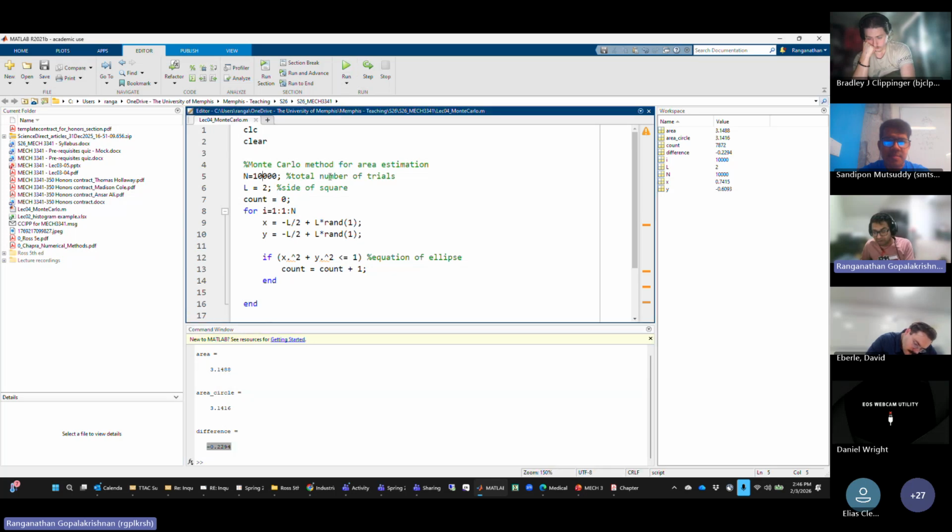And if I do 100,000 trials, I can get even closer. So it gets better and better as you do more trials. That's a good observation, thank you. You should try with different shapes within the square, or you should try varying the size of the square.